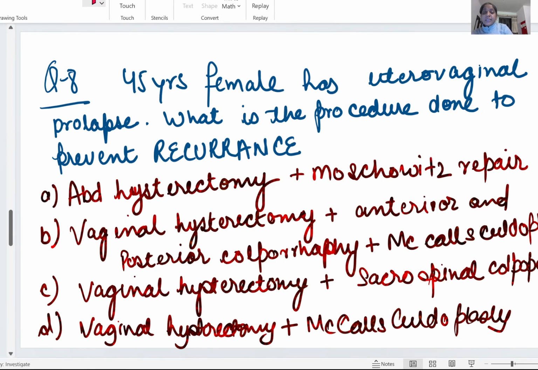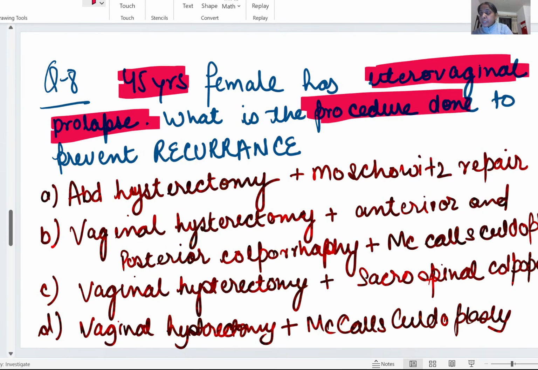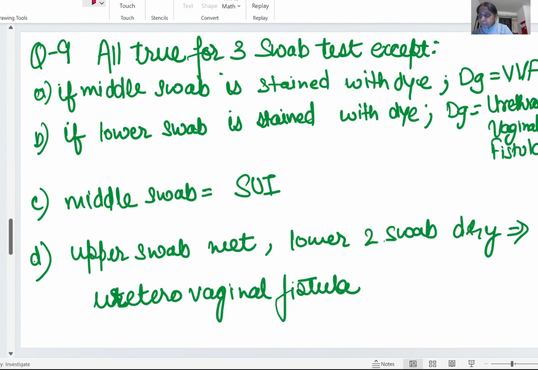Question number 8: a 45-year-old female has uterovaginal prolapse. What procedure will be done? Options are abdominal hysterectomy with Moschcowitz, vaginal hysterectomy, anterior posterior colporrhaphy with McCall culdoplasty, vaginal hysterectomy with sacrospinous colpopexy, or vaginal hysterectomy with McCall culdoplasty.